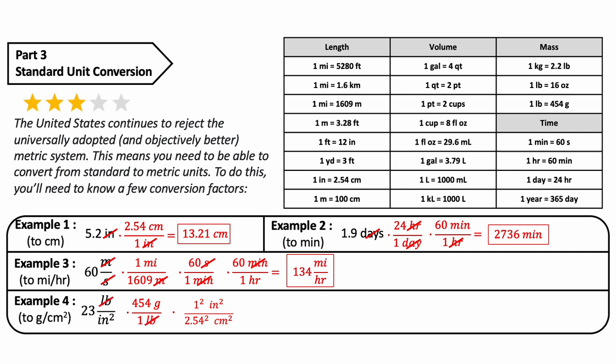Again, I have a pound in the numerator and a pound in the denominator. And I also have an inch squared in the denominator and an inch squared in the numerator. Once we do that math, we're sure that we're going to have leftover grams per centimeter squared. Now we go ahead and do it. That's going to be 23 times 454 divided by 2.54 squared. And our final answer is 1,619 grams per centimeter squared.